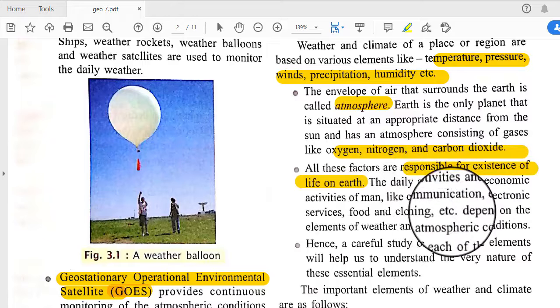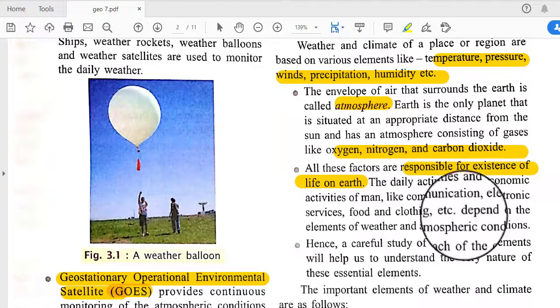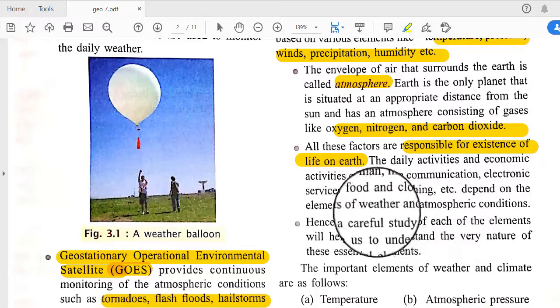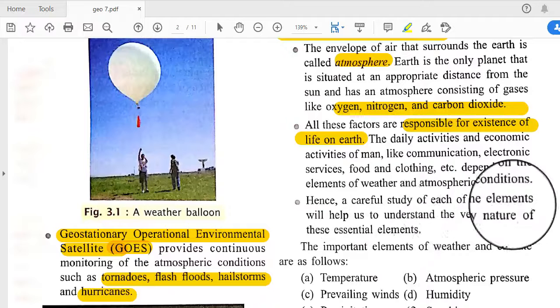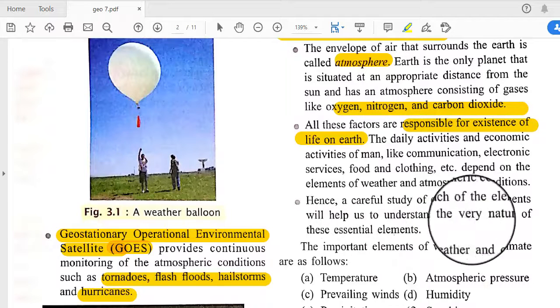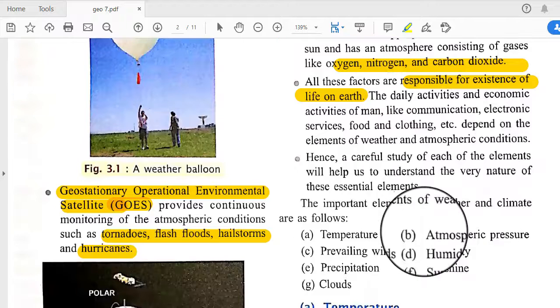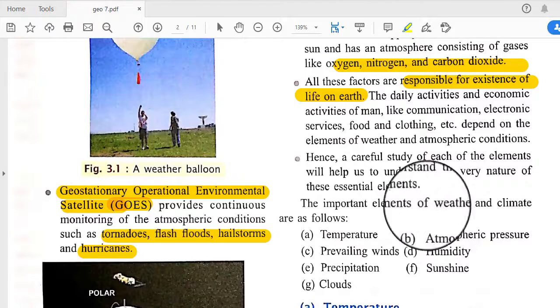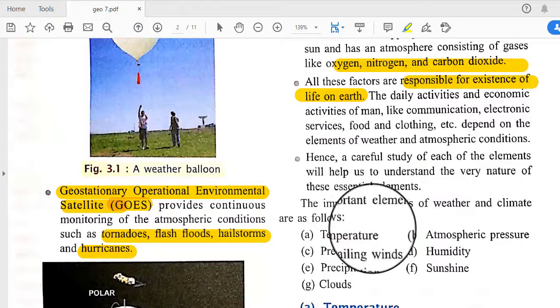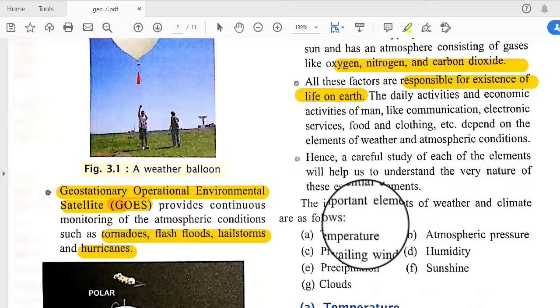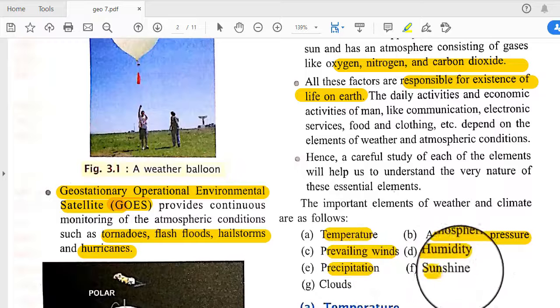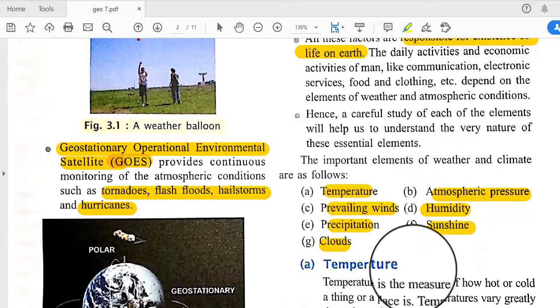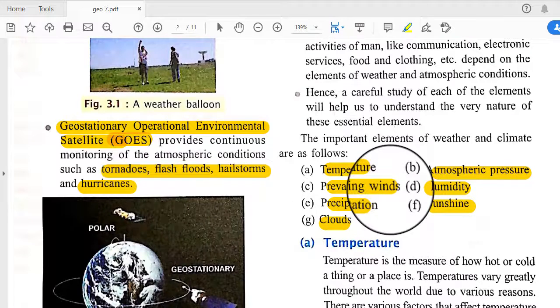The daily activities and economic activities of man like communication, electronic services, food and clothes, etc. depend on the elements of weather and atmospheric conditions. Hence, a careful study of each of the elements will help us to understand the very nature of these essential elements. The important elements of weather and climate are as follows. So what are the elements? Those which regulate the weather condition or climatic condition are temperature, atmospheric pressure, prevailing winds, humidity, precipitation, sunshine and clouds. These are the elements of the weather and climate.